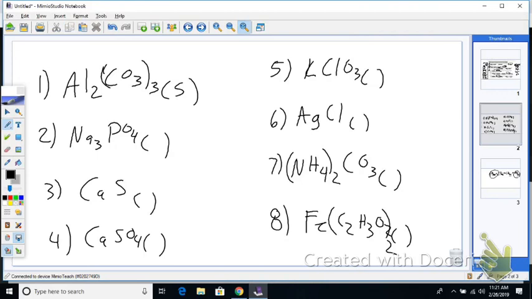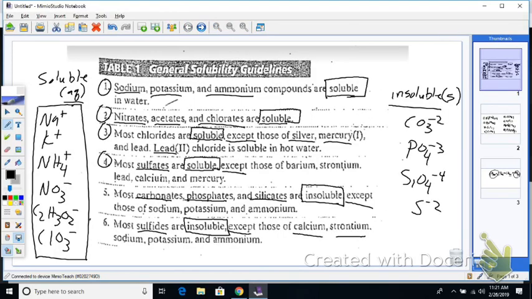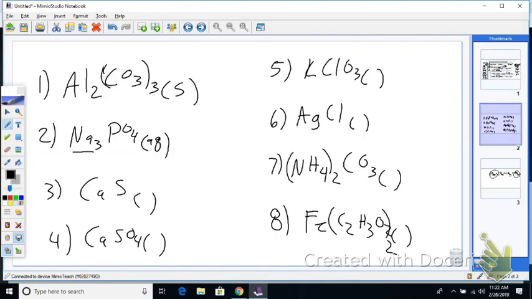Yeah. Second one. Na3PO4. Soluble. So we write AQ. Because of which one? Na. It's dominant. Na is always soluble. Sodium's always soluble. Nitrate's always soluble. Those are exceptions. Okay. So good.